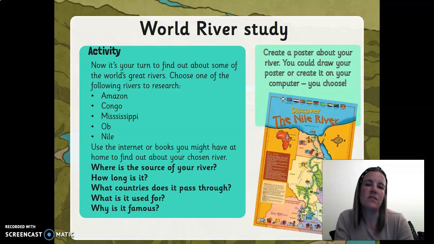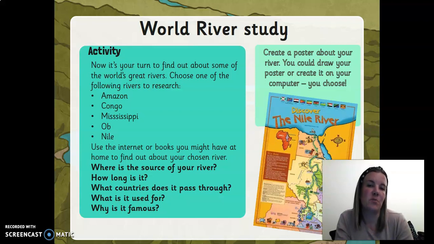It might be that you decide to create your poster on a computer, like the one that's provided here, and you might want to use a program like Microsoft Word to create your poster, or Publisher, or PowerPoint perhaps, or you might want to hand draw your poster. That's absolutely fine too. You decide. I'd like to see your posters bright, colourful, but full of as much information that you can find out from using your research from the internet.